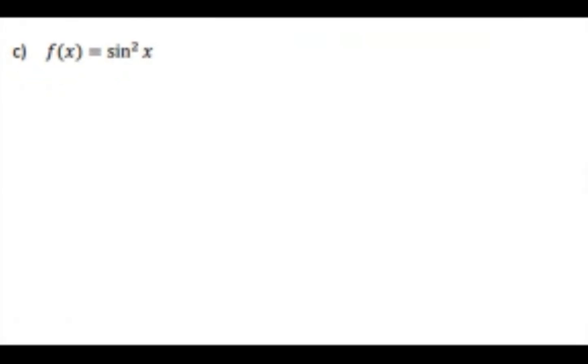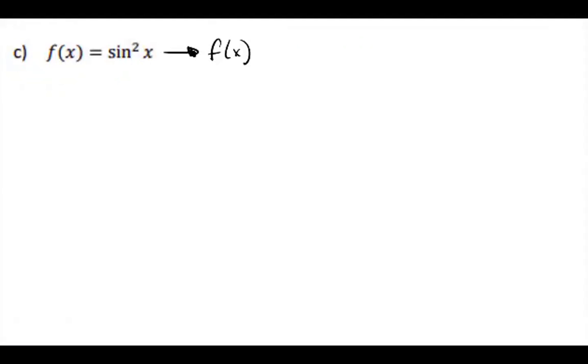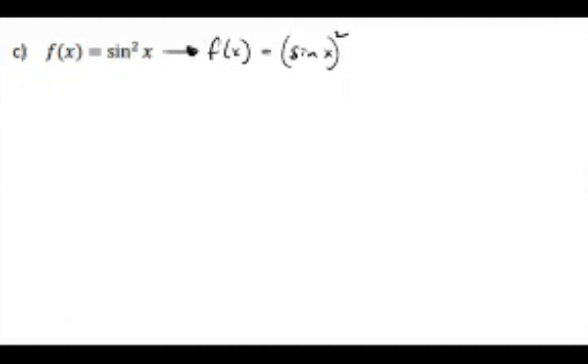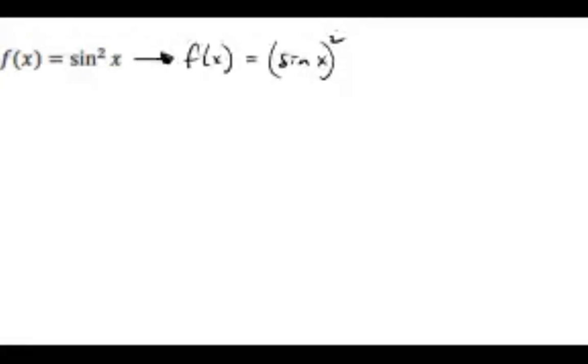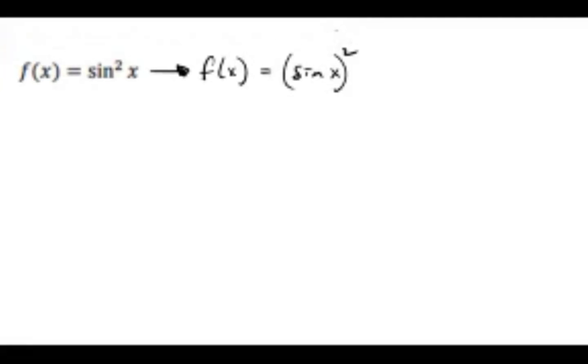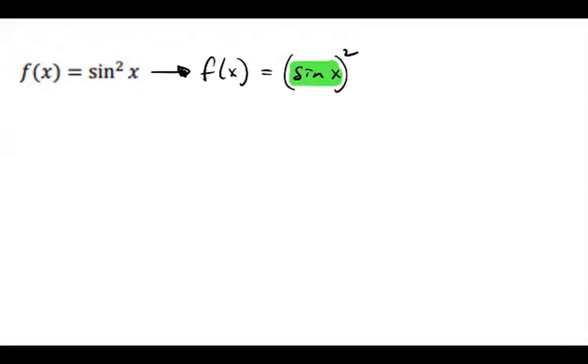Okay, so I'm going to rewrite it to look like this. Same thing, it says the same thing, but it makes a little more sense to me in terms of what's the outside and what's the inside. So the outside, wait, let's do the inside first. The inside is sine of x, right? But then what's the inside of that? X, right?